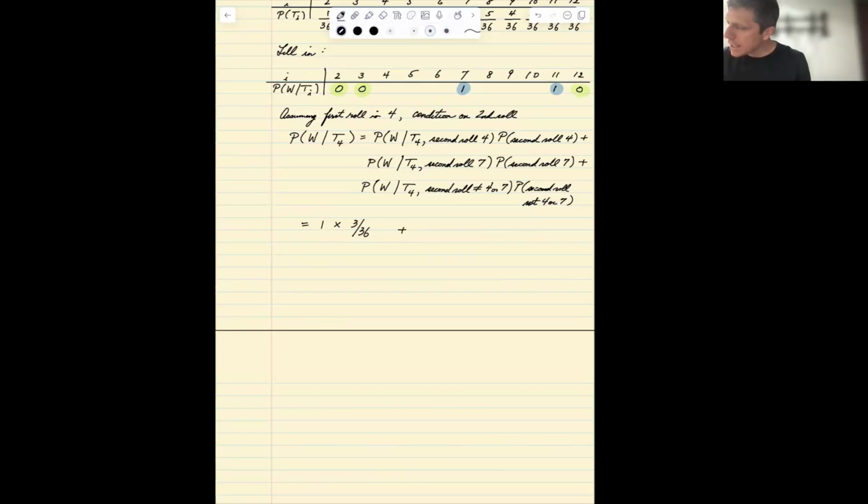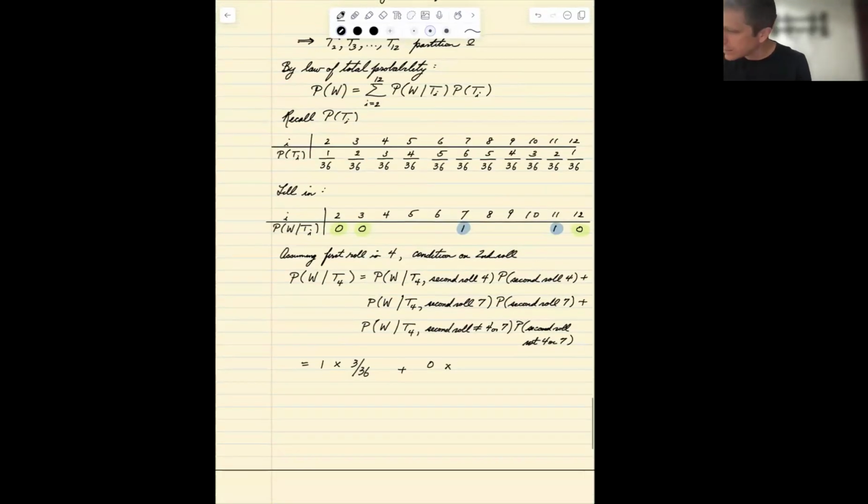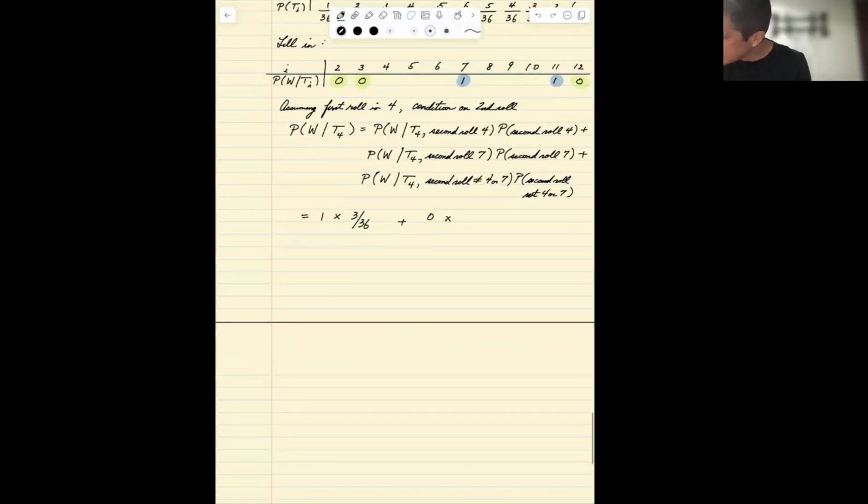Plus the probability that we win given that the point is a 4, but the second roll is a 7. That's 0, times the probability the second roll is a 7. It's irrelevant since we're multiplying by 0, but it's 6/36. And then finally, let me move this to be a little consistent.